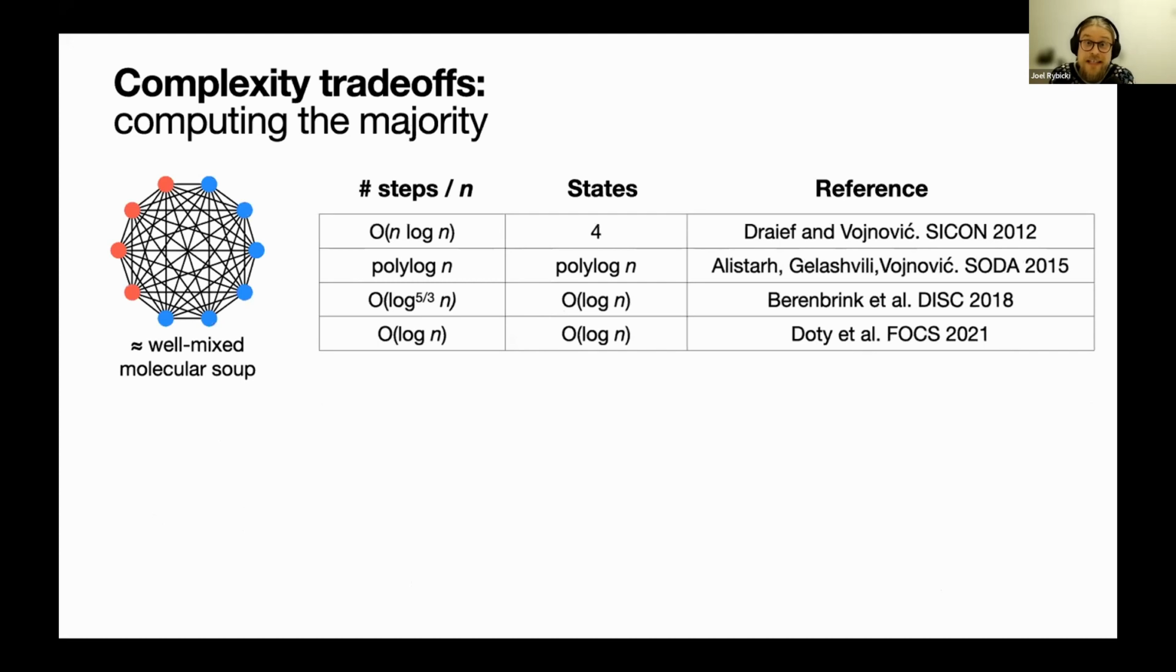The story for majority is fairly similar. There's a trade-off between the number of states the protocol uses and the time it takes for the protocol to stabilize. Constant state protocols are again slower, but if you let the number of states depend on the population size, much faster algorithms exist. Now, very recently, Doty and others showed that leader election can be solved in logarithmic parallel time using logarithmically many states, and this is known to be optimal for a large class of protocols.